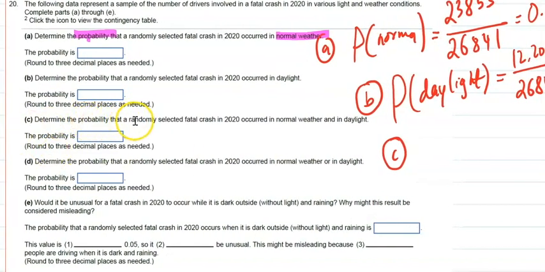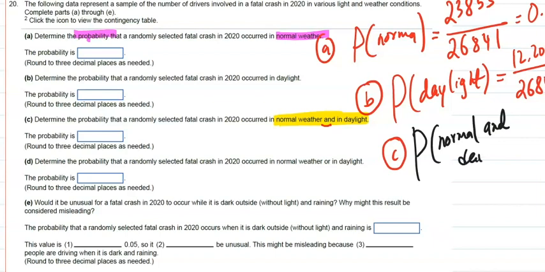Okay, part C. Let's see what's part C. Determine the probability that a randomly selected fatal crash occurs in normal weather and in daylight. Look at the "and" here: normal weather and in daylight. So you're looking for the probability of normal and daylight. That's what I'm looking for.